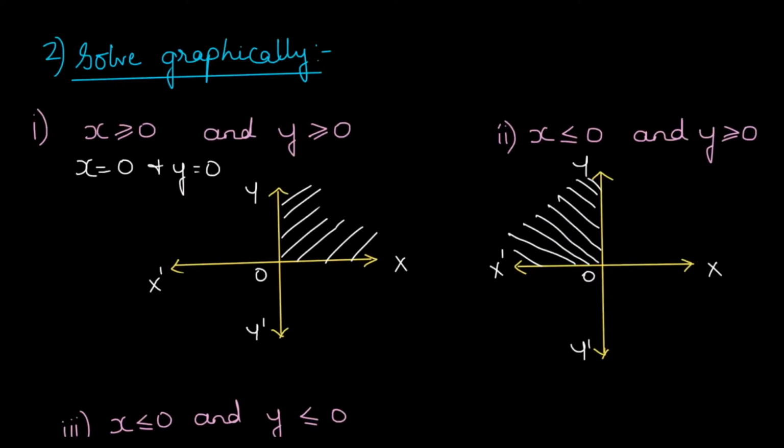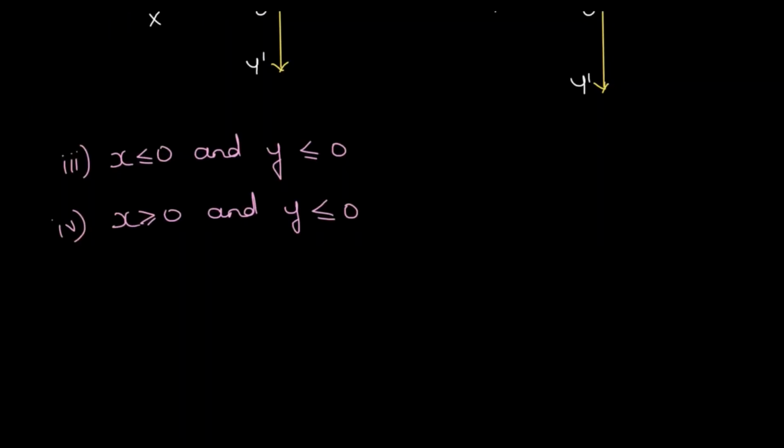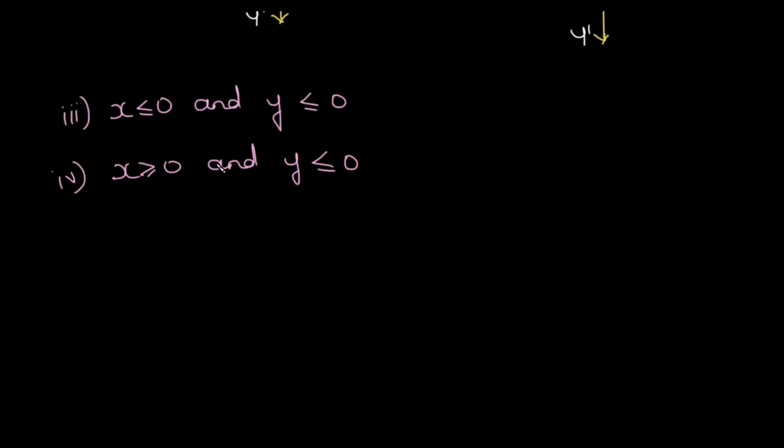Going to the third sum. Third and fourth sum. In the same way you can do the third and fourth sum. Obviously, in the third sum, the solution set will lie in the third quadrant, and in the fourth sum, it will lie in the fourth quadrant. You can work it out for yourself. Just try to see if you are understanding the concept of it.